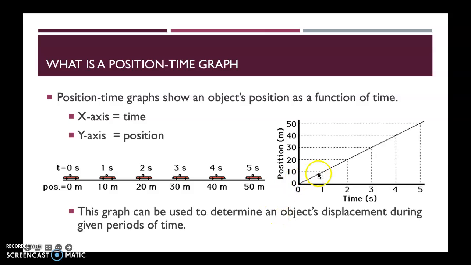This graph can be used to determine an object's displacement over a given period of time. So if I want to say where is the object after 4 seconds, I can just look at the graph and say, okay, it has moved a total of 40 meters. And we'll get into using our displacement equation to figure out displacement as well.